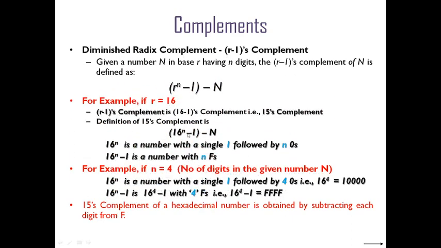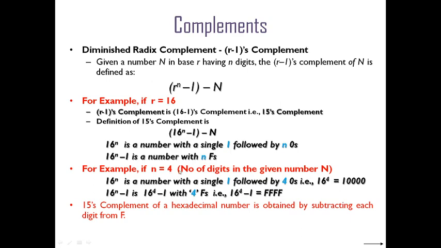For the 15's complement, the definition is 16 power n minus 1 minus N, and 16 power n is a 1 after n zeros. 16 power n minus 1 is n F's. Actually here there should be n 15s, but in the hexadecimal number system, 15 is represented with F. Since we represent 15 with F, here there will be n F's.